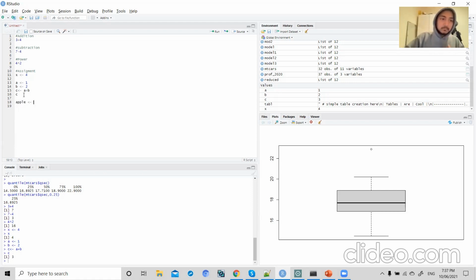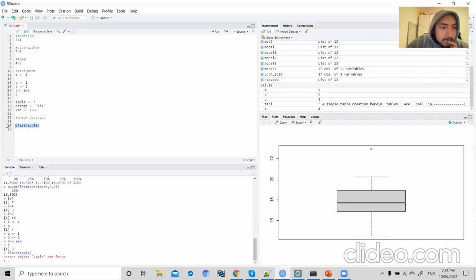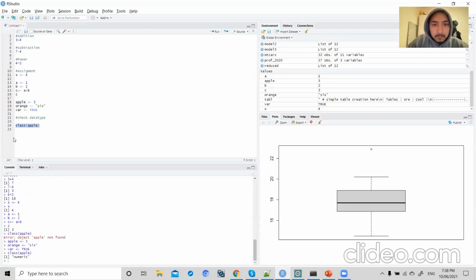Suppose we declare a variable and assign a boolean value, true or false. To check the data type, we usually use class. Suppose class bracket, so apple is numeric, orange is character, and var is logical.